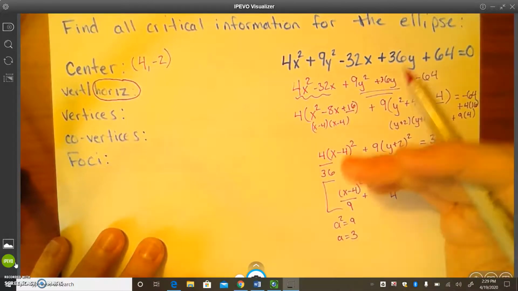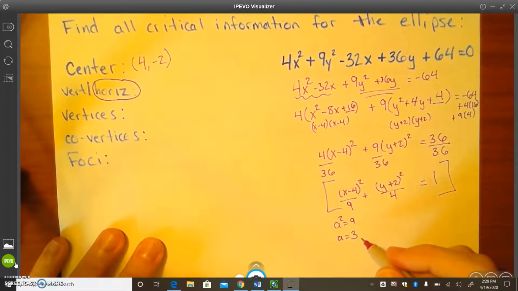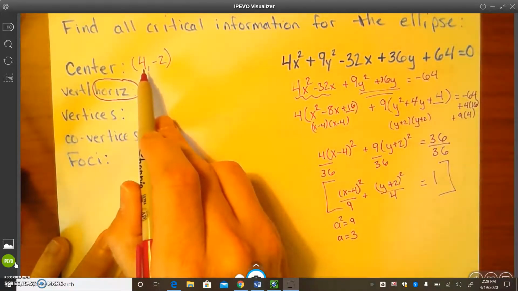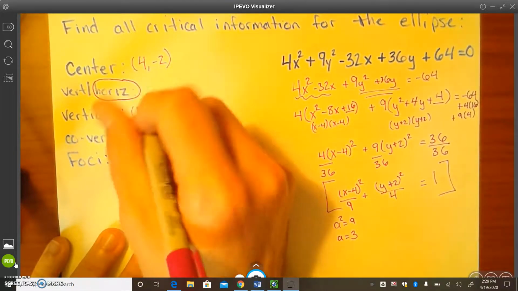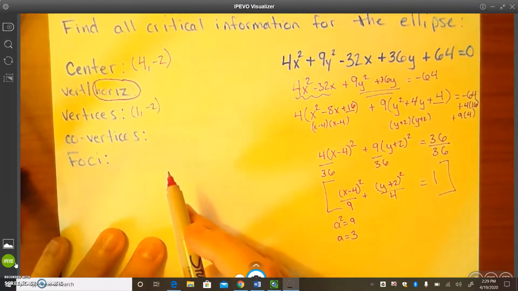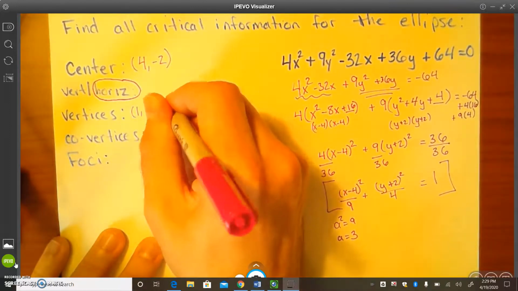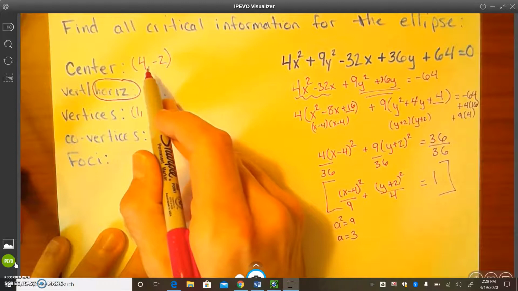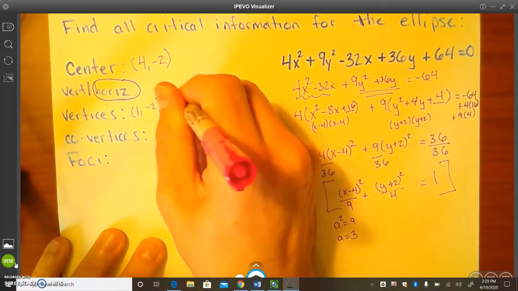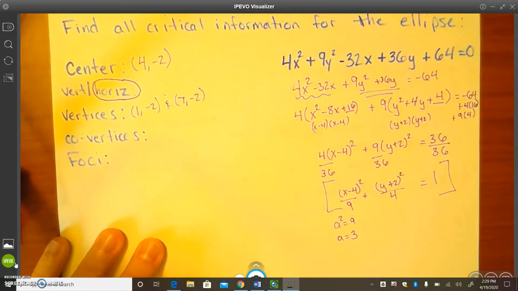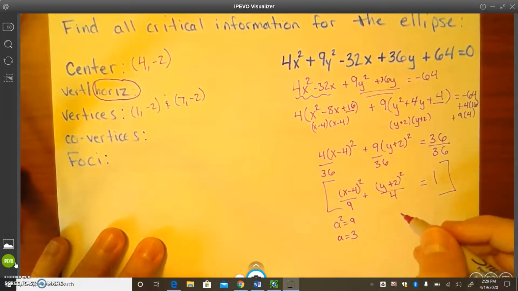There's a lot of connections to be making here. So my vertices are going to be 3 units to the left of my center, which would put me at 1 comma negative 2. All I'm doing is subtracting 3 from the x coordinate. And the other one is going to be 3 units to the right of my center. So now I'm going to add 3 units to that point, and I get 7, negative 2. Okay? We still need our co-vertices.